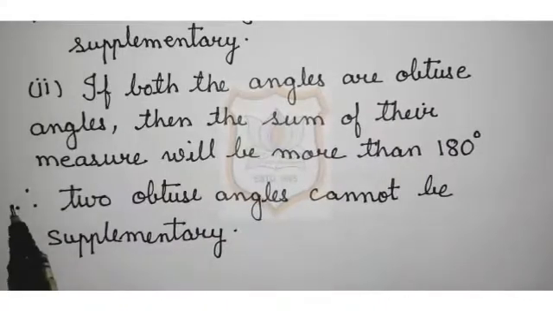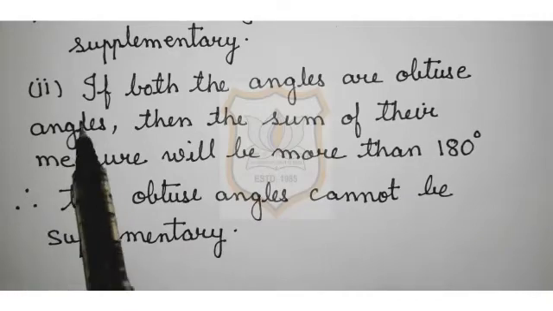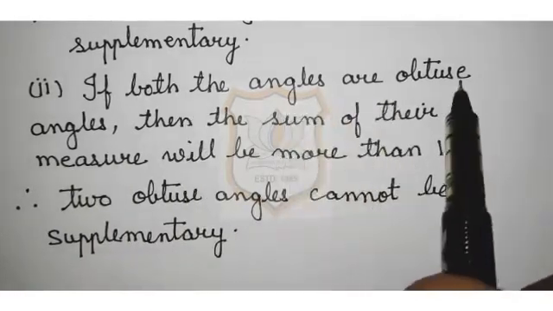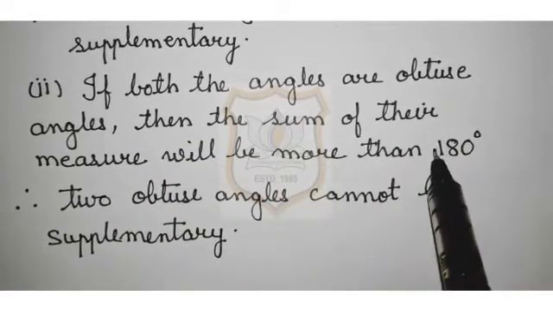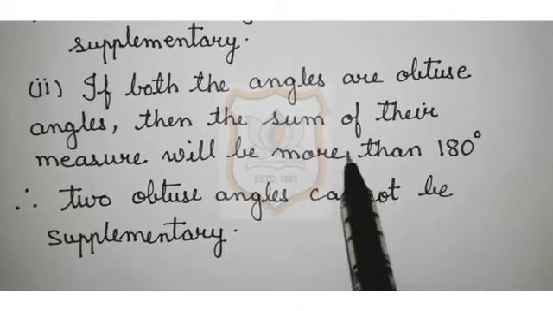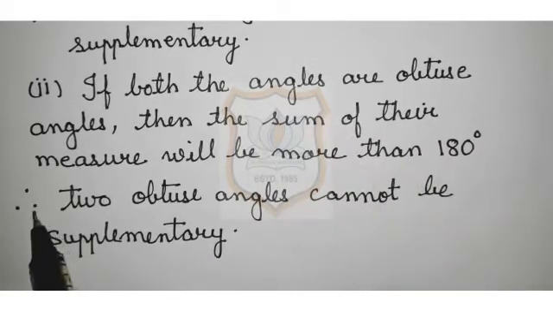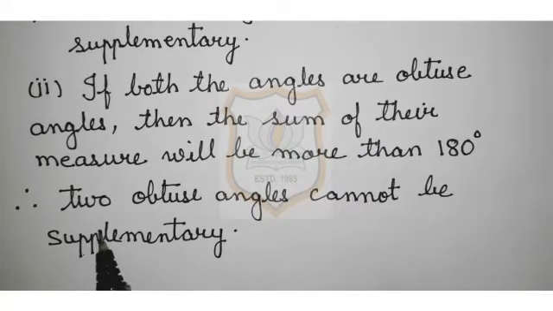The second part of question number 7 is, if both the angles are obtuse, then what will happen? If both the angles are obtuse angles, then the sum of their measures will be more than 180 degrees. It should be 180 degrees, but it will be more than 180 degrees. Therefore, two obtuse angles cannot be supplementary. So, in this way, you have to give the reason of the answer.